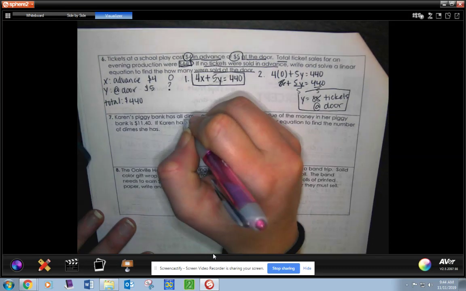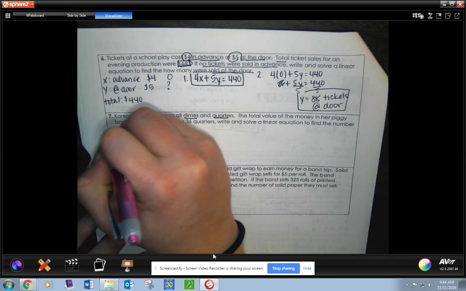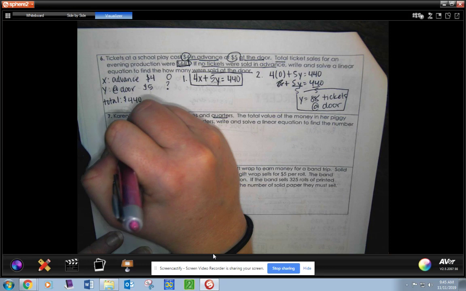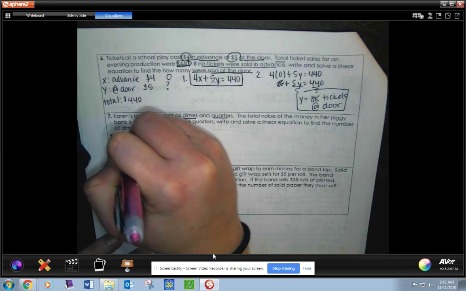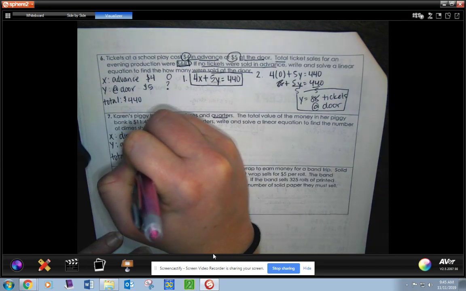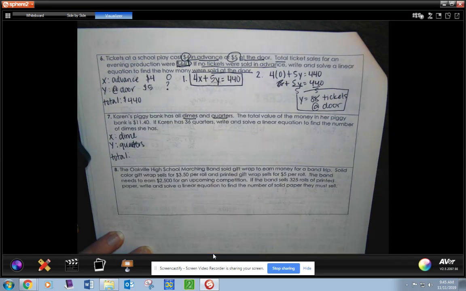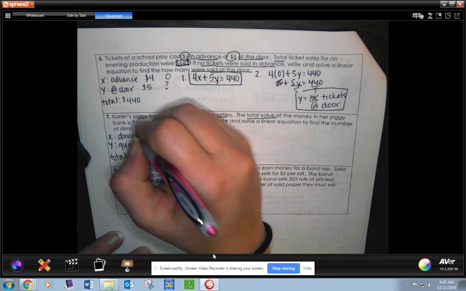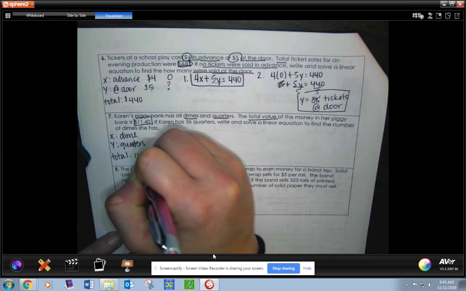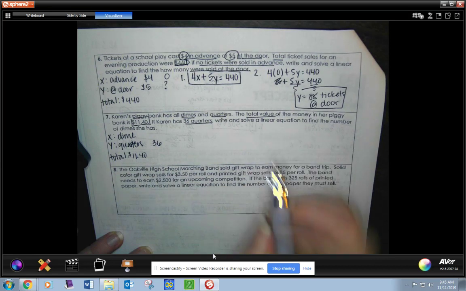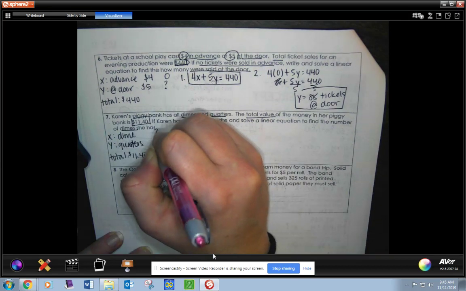Okay, the 2 things we're talking about are dimes and quarters. So I'm going to put X, put Y, put total. X is going to be dimes. Y is going to be quarters. I did forget the R. There we go. Okay, the total value is $11.40. So I got my total. And Karen has 36 quarters. I want to find the number of dimes she has. So I don't know how many dimes.